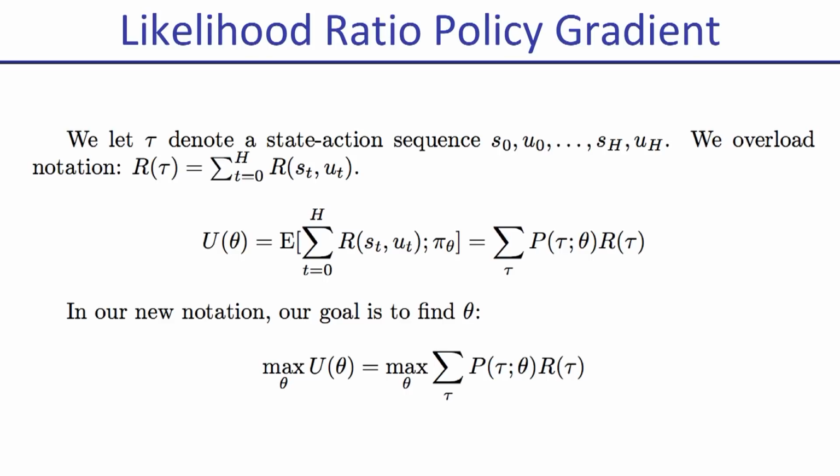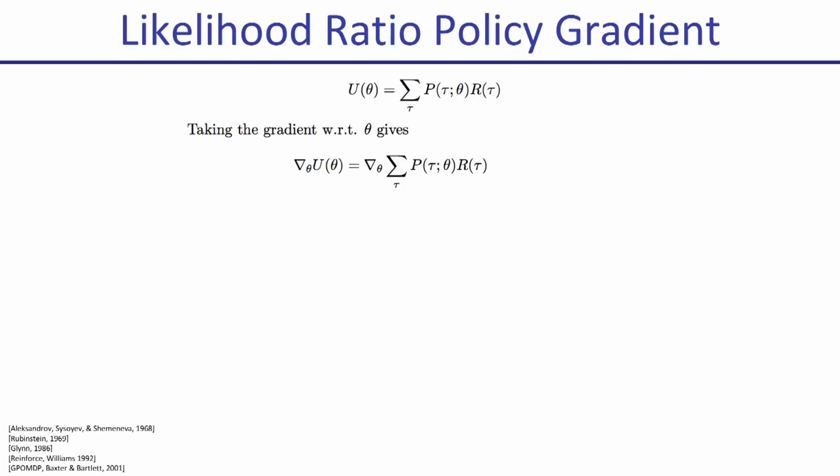Okay, we're going to do some math here to derive the likelihood ratio policy gradient from scratch. It's a very interesting derivation. Let's do it slowly. So here's what we're interested in, and we want the gradient of this. So we want the gradient of the utility, the gradient of this thing over here. Okay, gradient of a sum is sum of the gradients, so we can bring in that gradient.